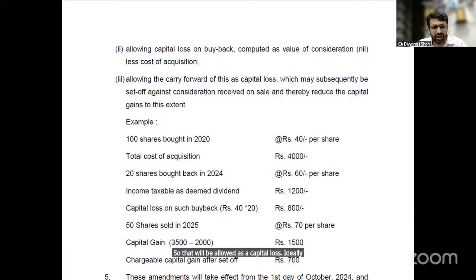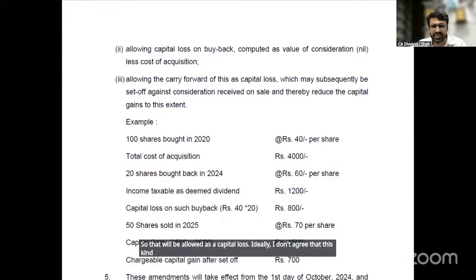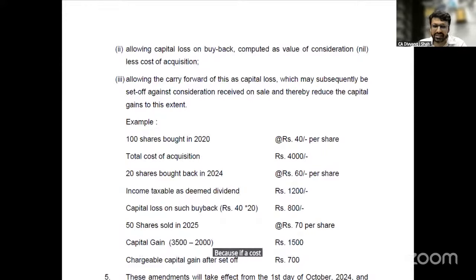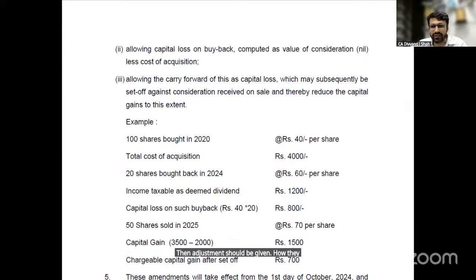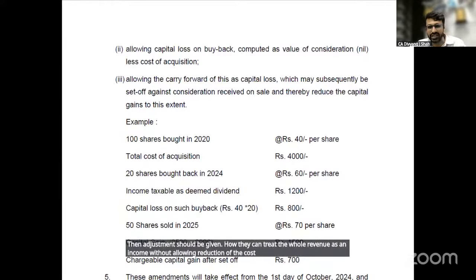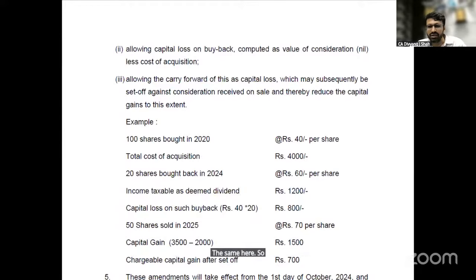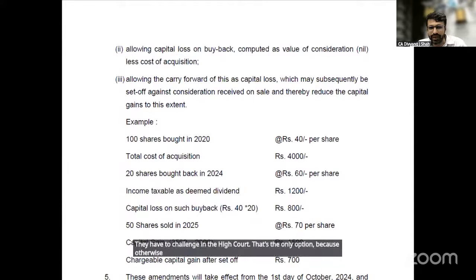Ideally, I don't agree that this kind of provision is constitutionally valid, because if a cost is there against those shares, and you are fetching some revenue, then an adjustment should be given. How can they treat the whole revenue as income without allowing a reduction of the cost of shares in the same year? So I don't agree. But if someone wants to challenge this, they have to challenge it in the High Court. That's the only option. Otherwise, explaining to the officer, CPC Bangalore or CIT Appeals will not serve any purpose in any appeal.